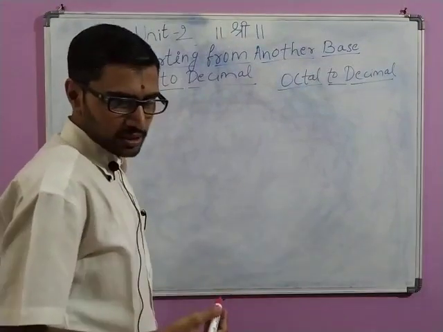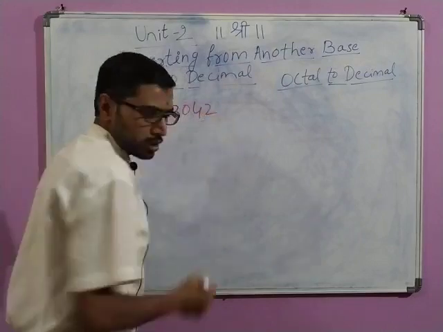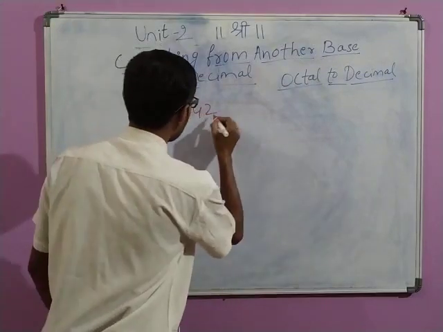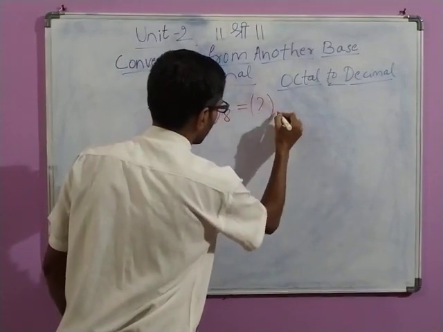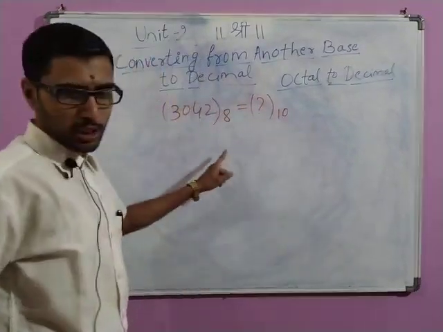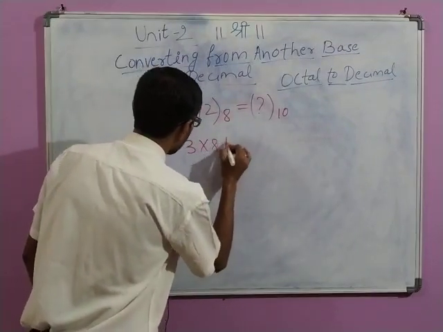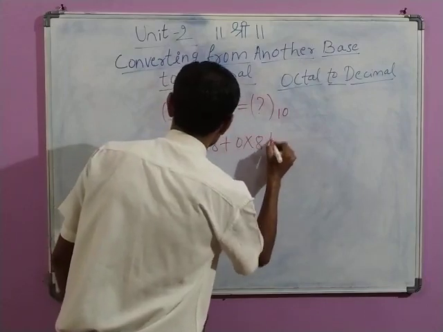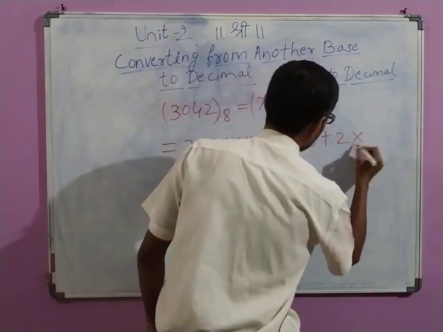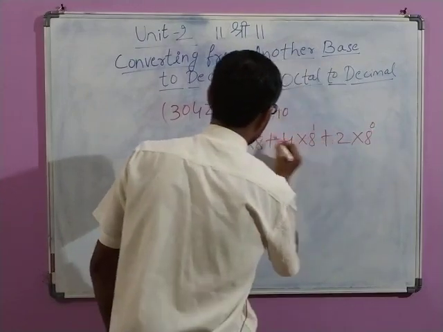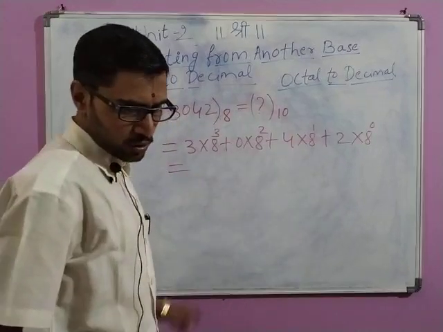So the next number is 3042. 3042 to the base 8 is equal to question mark to the base 10. The procedure is going to remain the same. I will just solve it quickly. So 3 into 8 plus 0 into 8 plus 4 into 8 plus 2 into 8, with powers 8 raised to 0, 8 raised to 1, 8 raised to 2 and 8 raised to 3. Now you need to calculate this.